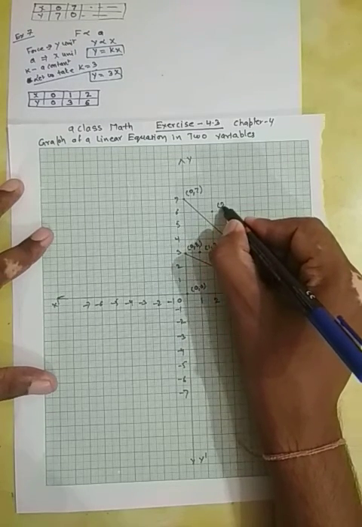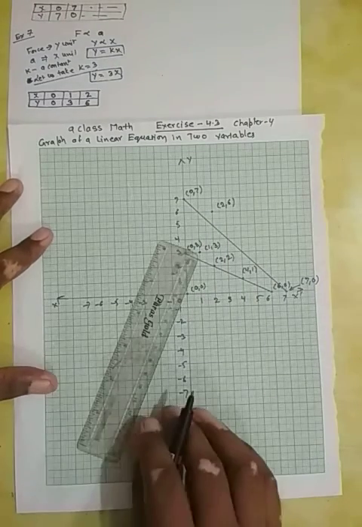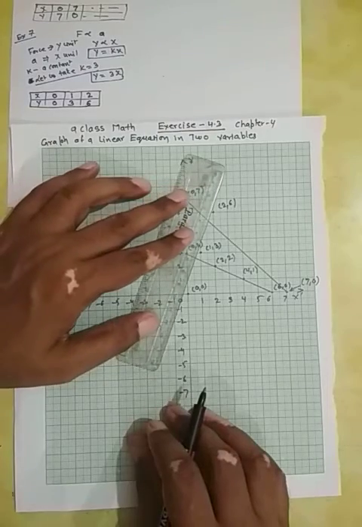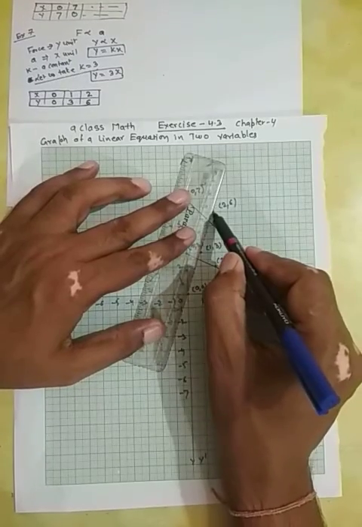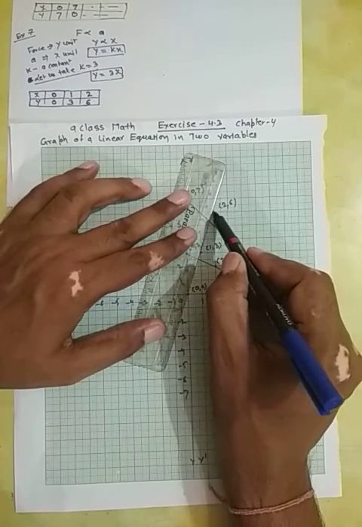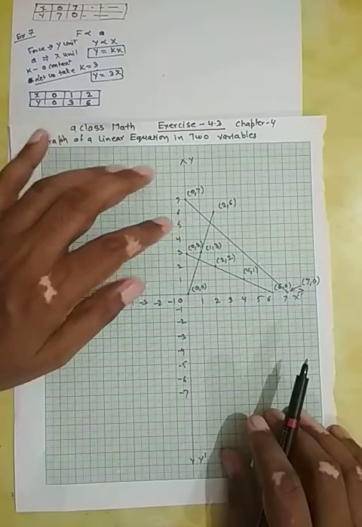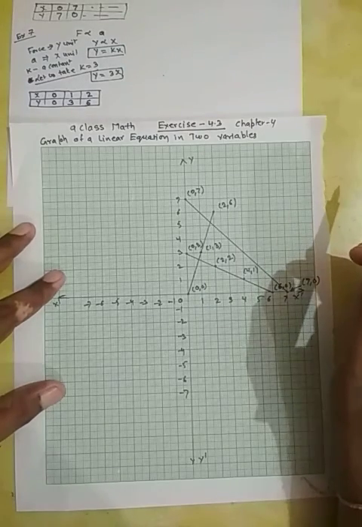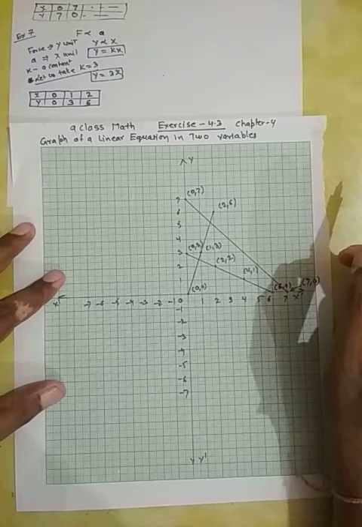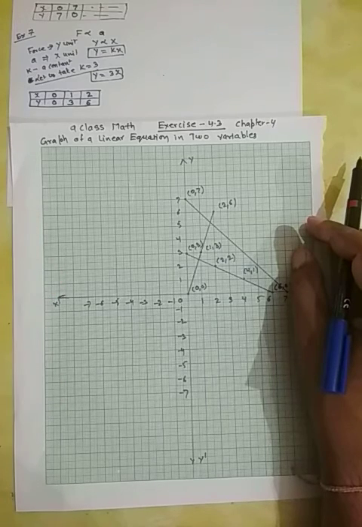This is another solution. Then we join these three solutions and we find a straight line. This straight line represents the equation y equal to 3x.